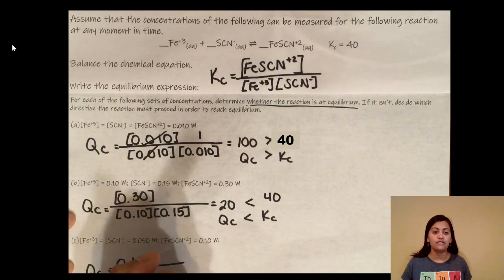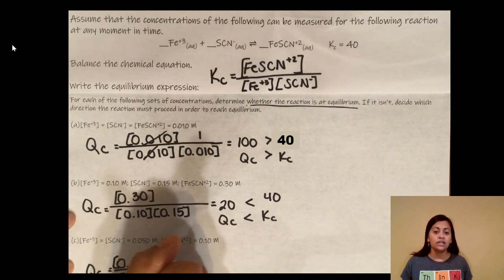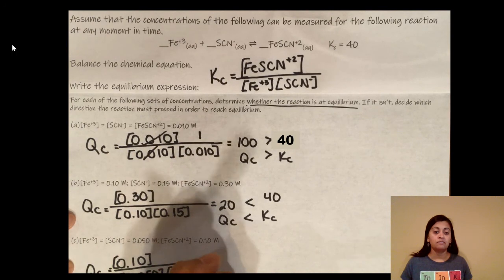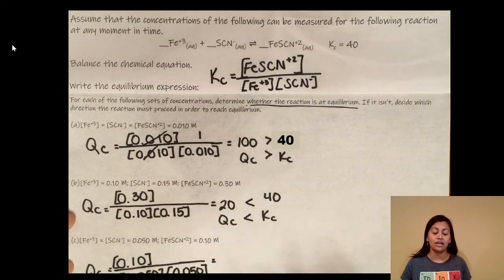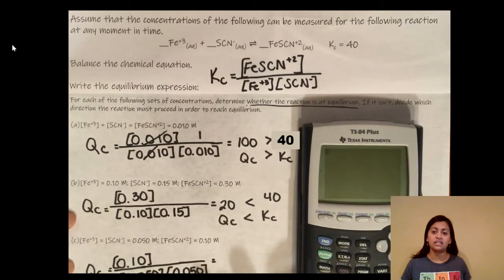We'll do the same thing for the last problem. So the top is 0.10 molar divided by the 0.050 times another 0.50 when we plug this in. And don't forget the parentheses for the denominator as well.